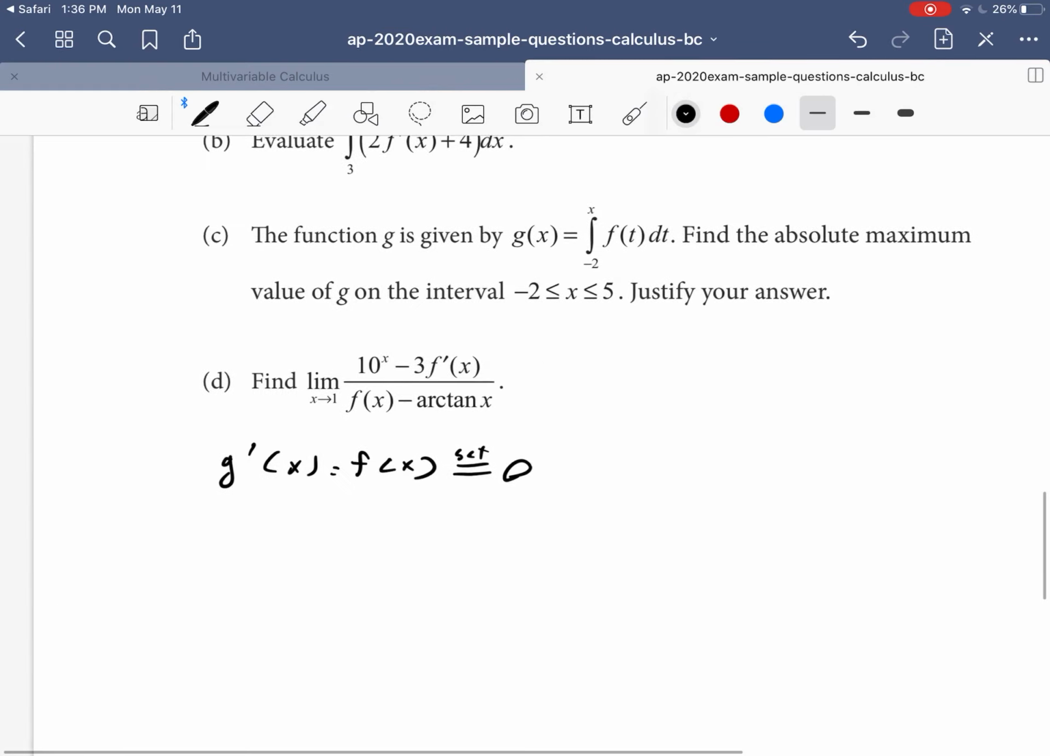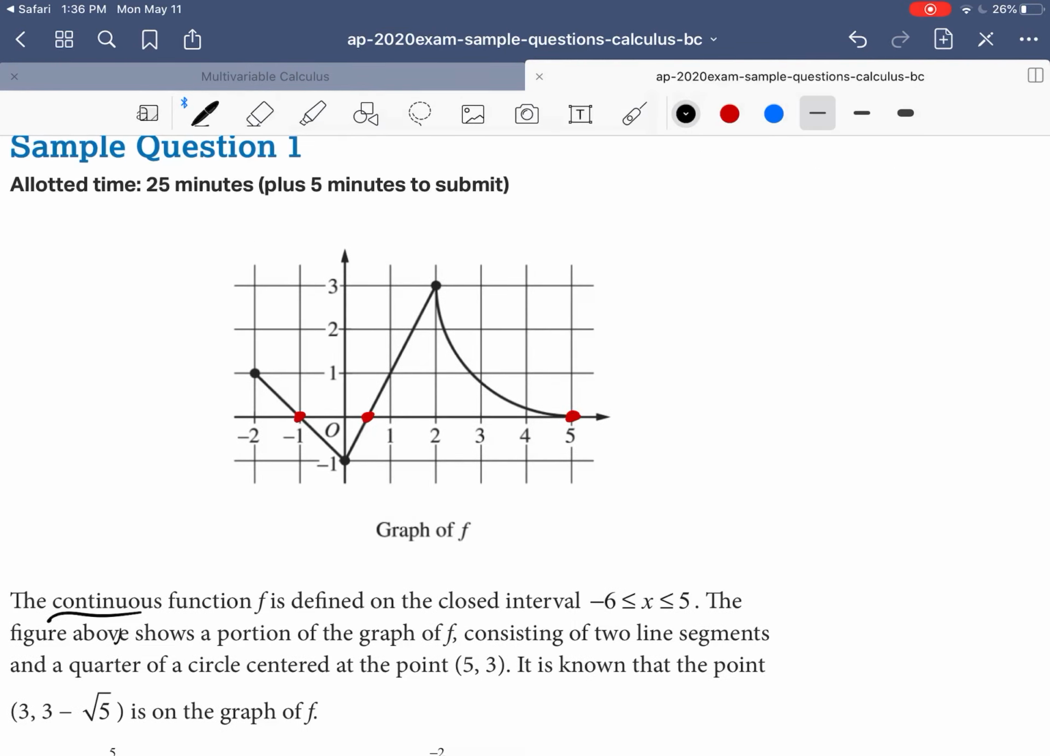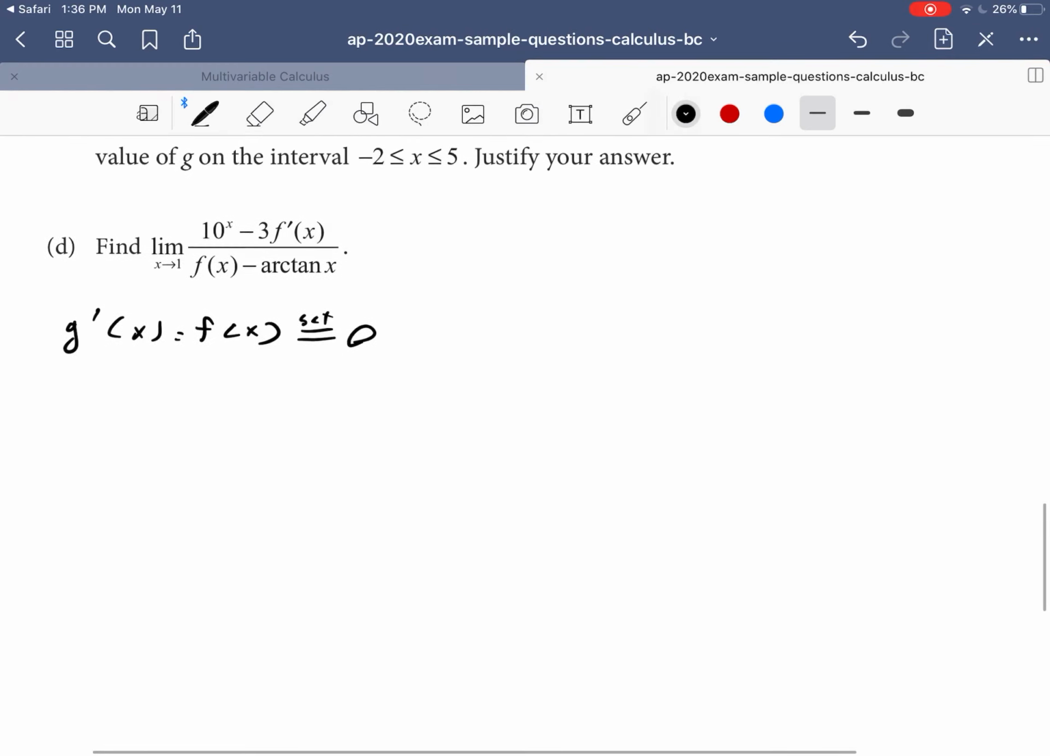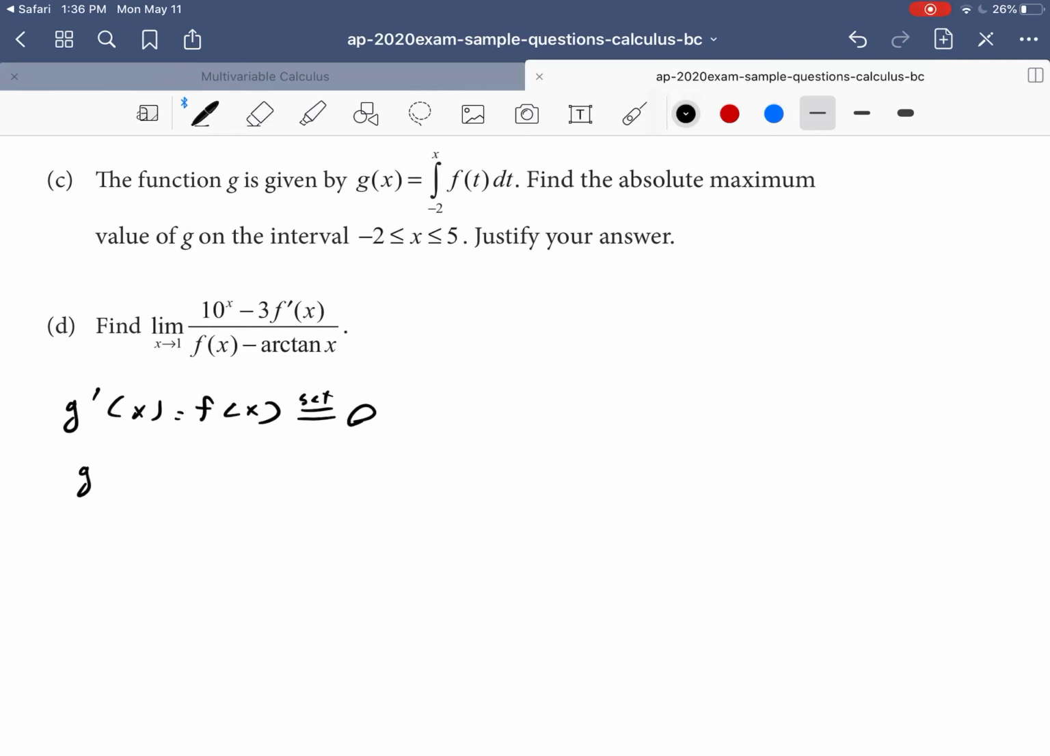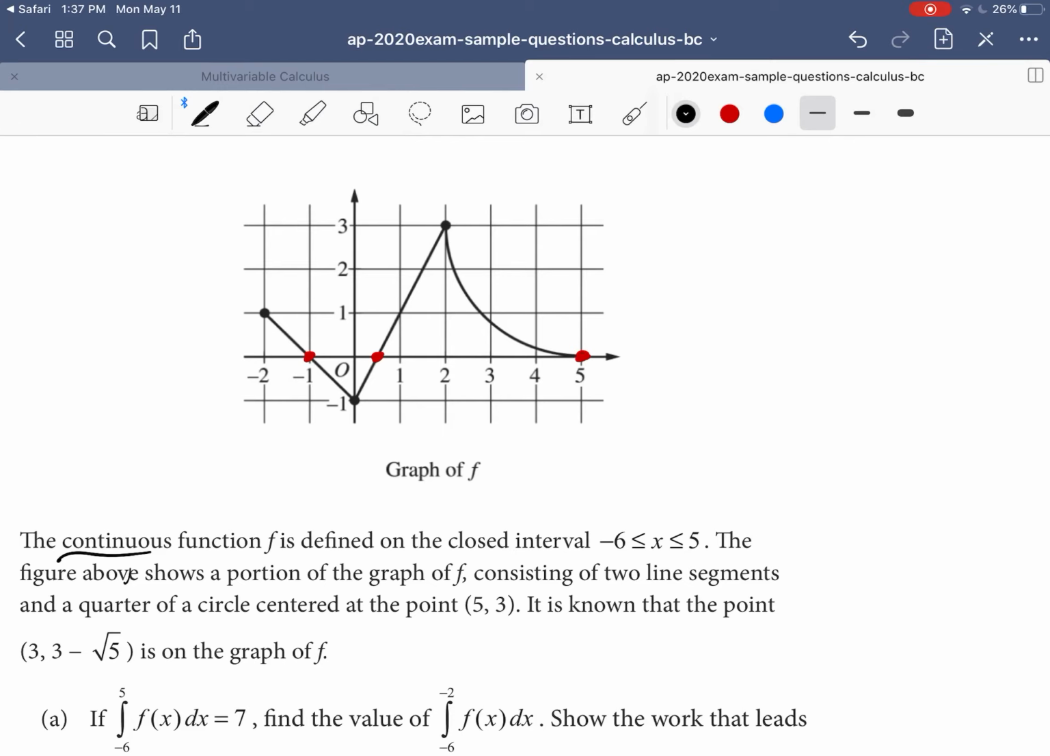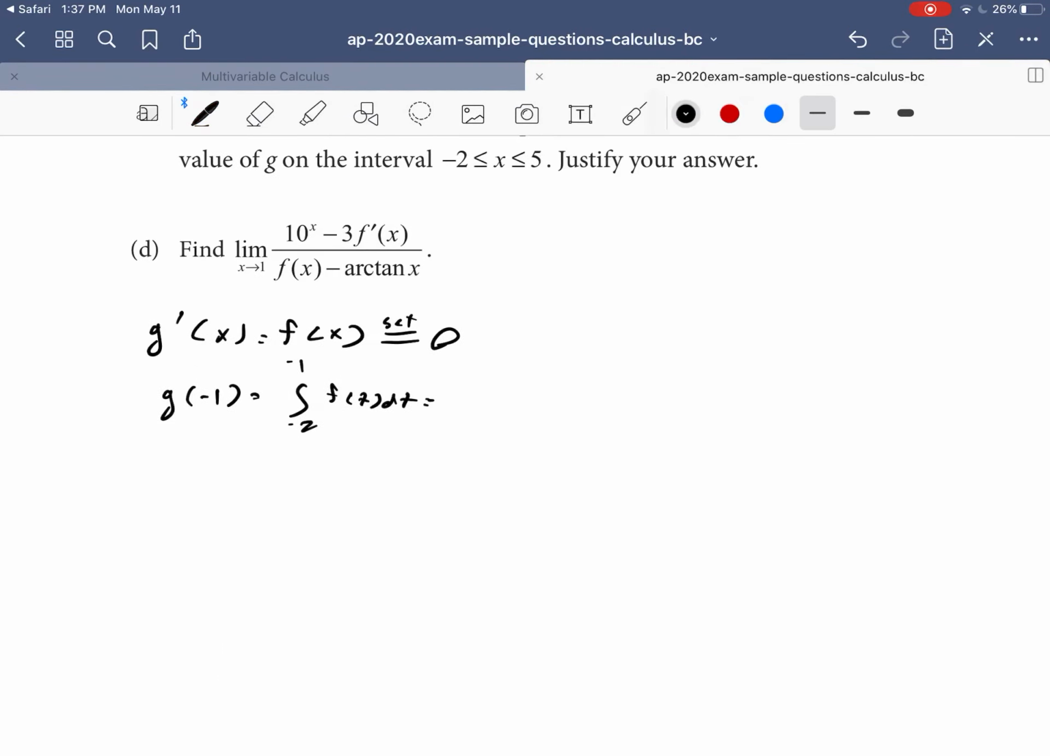Honestly, you don't even really need to plug in all of them, because notice... well, I'll just plug it in for completeness. So g of negative 1 is going to be the integral from negative 2 to negative 1 of f of t dt. We can look at this up here, and that is a right triangle with a height and a base of 1. That means its area is a half. So this integral here is a half.